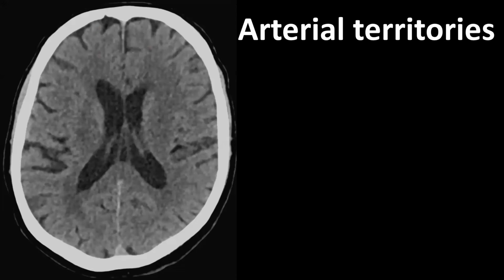It is important to know your arterial territories to recognize an ischemic infarction on a CT image, because if an artery is occluded, only the part of the brain that is supplied by that specific artery will infarct, and only in that part of the brain will you see signs of ischemic infarction. What are the main arterial territories of the supratentorial brain?